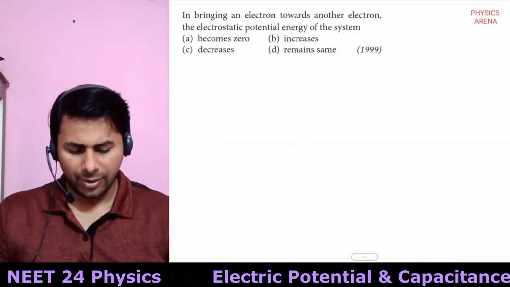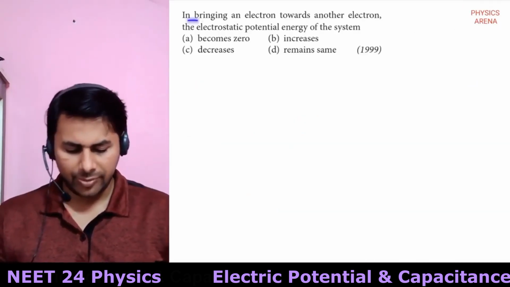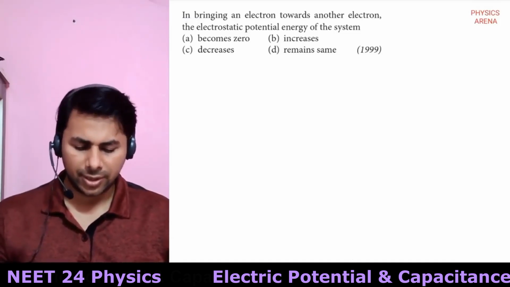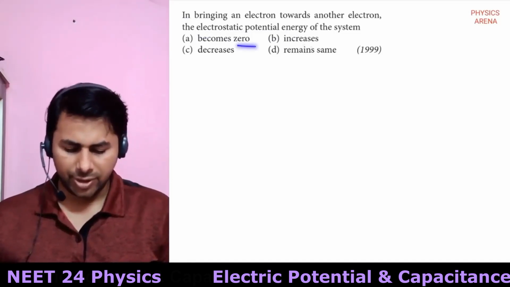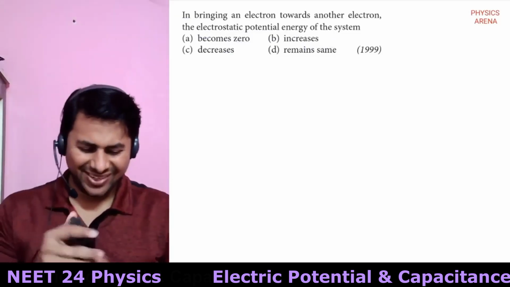Okay. Let us see the next one. In bringing an electron towards another electron, the electrostatic potential energy of the system becomes zero, increases, decreases, or remains same. I like questions like this. Tell me.